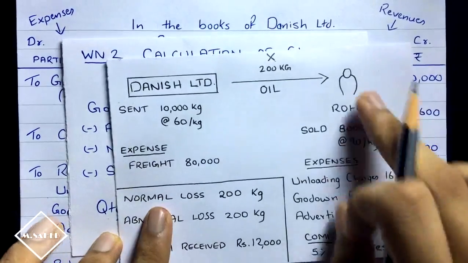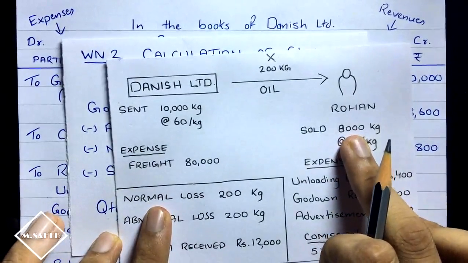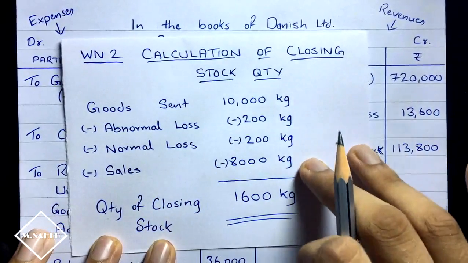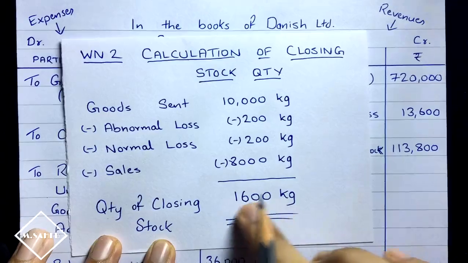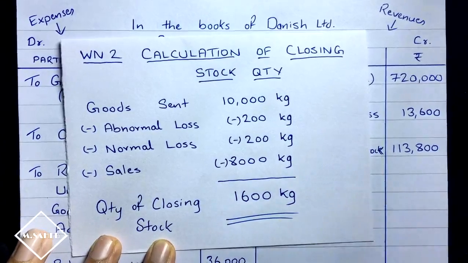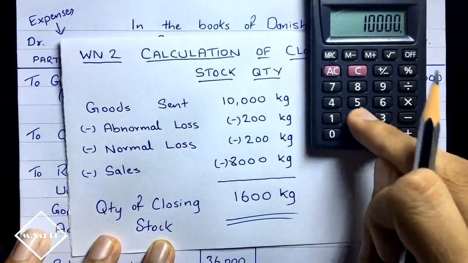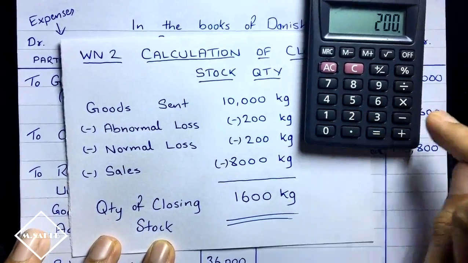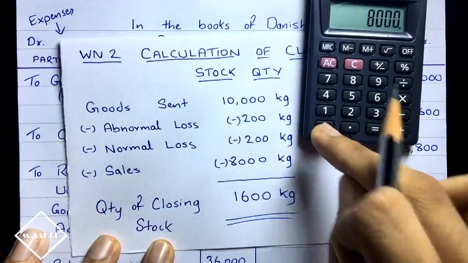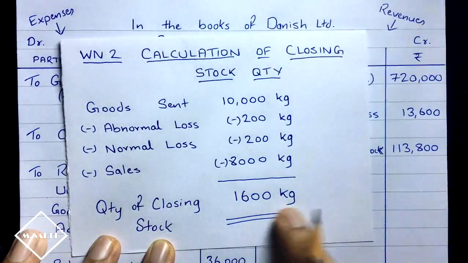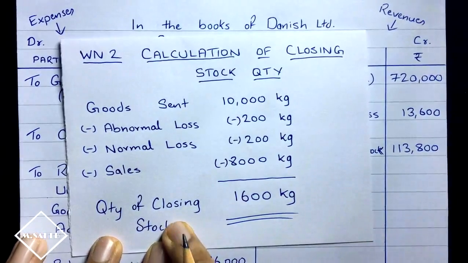Rohan, the consignee, sold 8,000 kg of oil. So you have to subtract that, and after subtracting all these three, you will get 1,600 kg of oil, which is left with the consignee. See, it's very simple. 10,000 minus 200 minus 200 minus 8,000 is equal to 1,600. So 1,600 kg of oil is left with the consignee.